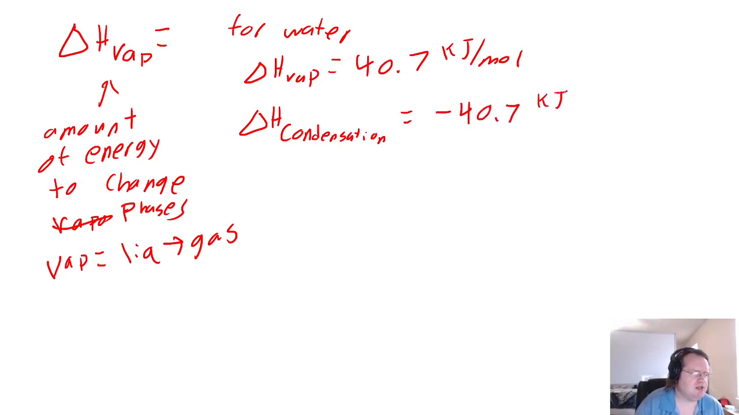So if it takes 40.7 kilojoules per mole to vaporize a water molecule, or a mole of them, it has to absorb, it's going to release 40.7 kilojoules of energy when a mole of them condense back down. So delta H of vaporization is always going to be positive, and delta H of condensation is always going to be negative. They're opposites of each other.